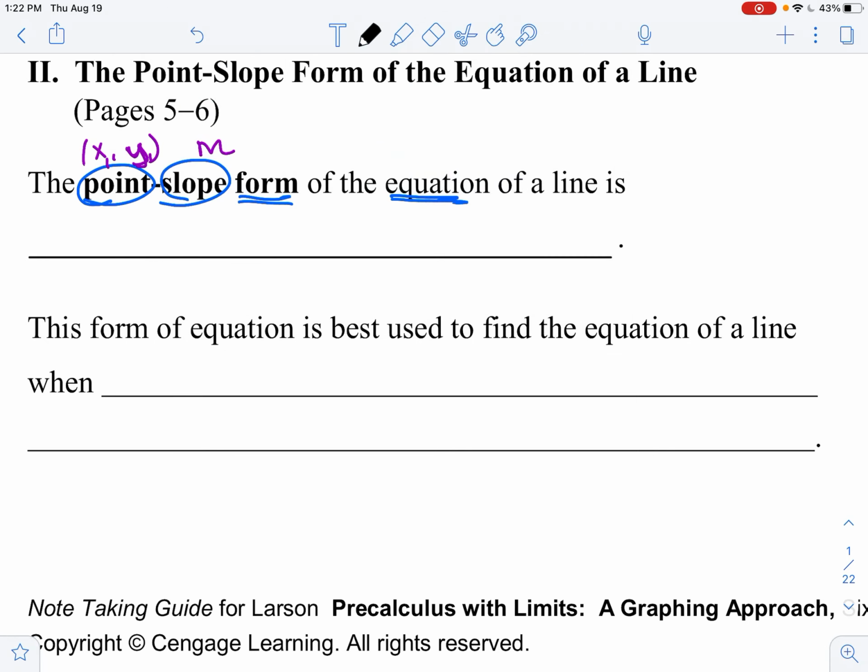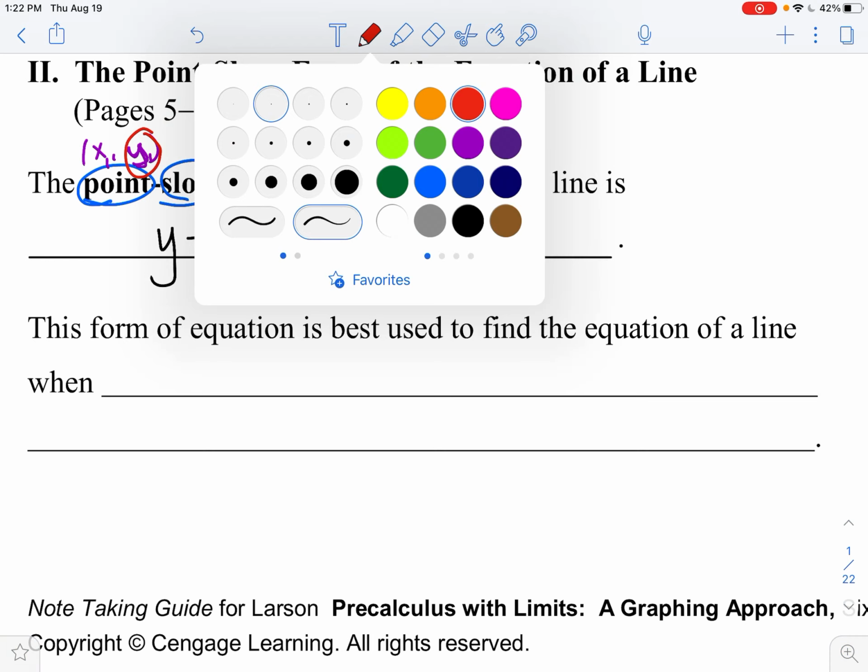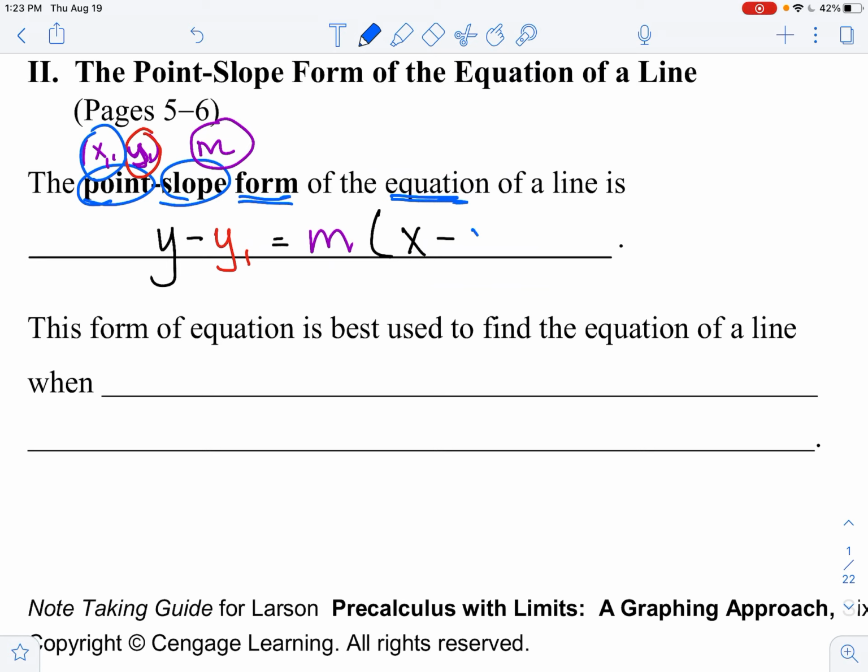So we're going to write it down as y minus y1 equals m, which is the slope, times x minus x1, which is the value of the point. So anything in black is part of the form. It has to stay there. Anything in color means it's going to be replaced by a specific number. Okay, so x1, y1 goes here, the value of slope goes there.